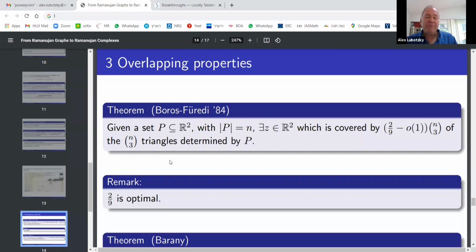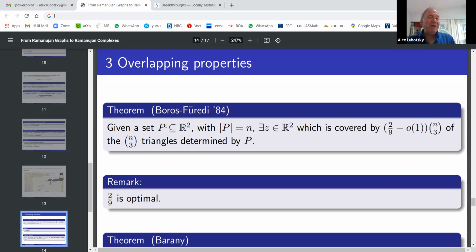Boros and Füredi proved the following beautiful theorem. Assume somebody gives you a set P in the plane, in R², of size n. Then there exist n choose 3 triangles, which are determined by the n points as endpoints, right? Every 3 points determine a unique triangle. Draw all these triangles, and the claim is that there exists a point Z which is covered by 2/9 of them, independent of the choice of P, independent of everything.